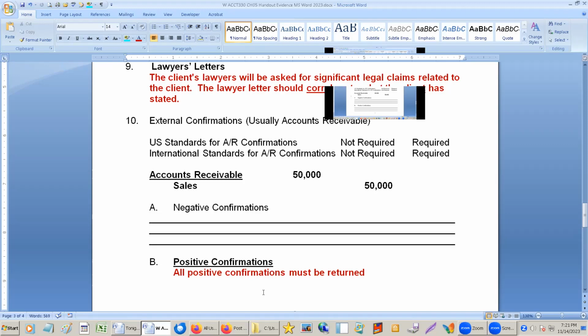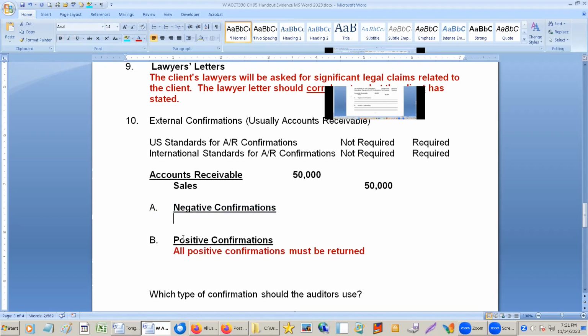Now, which confirmations are you more interested in? The ones that are okay or the ones that are not okay? We'll call them good ones and bad ones. Are you interested in the confirmations that say, hey, everything's okay? Or the ones that say, no, here's a problem? Which ones are you more interested in? The good or the bad? The bad ones. Yeah.